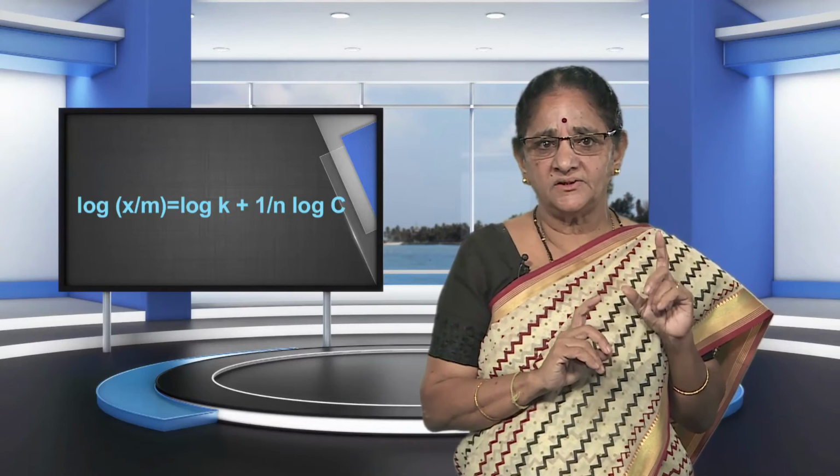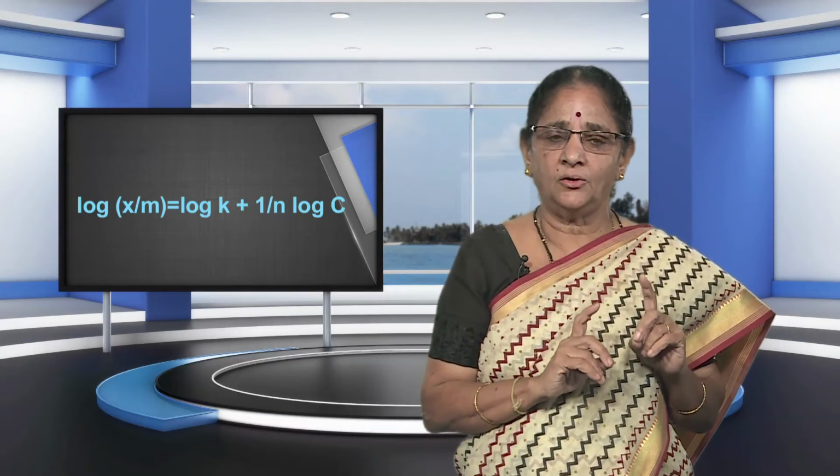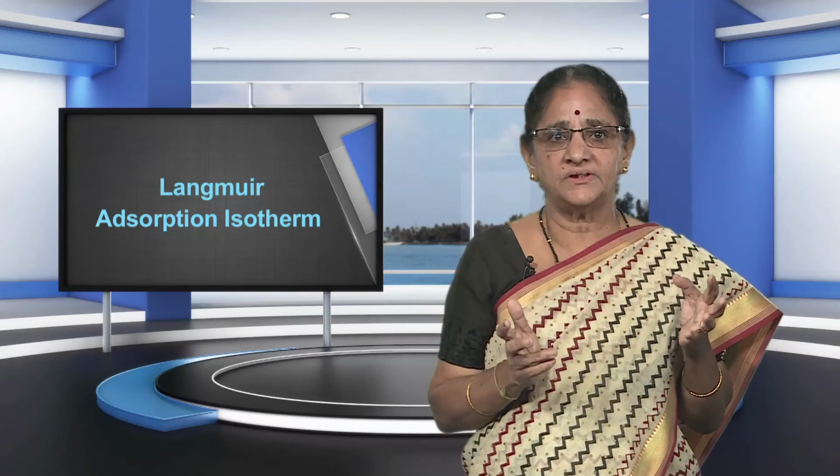Langmuir proposed an adsorption isotherm based on the kinetic theory of gases. This is known as Langmuir adsorption isotherm, which could satisfy both low and high pressures of adsorbate gas. He made the assumptions as you are going to see now.